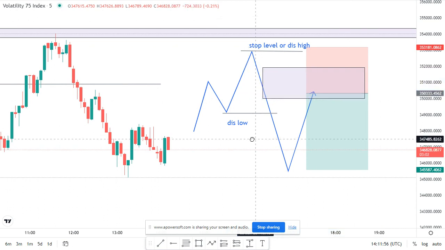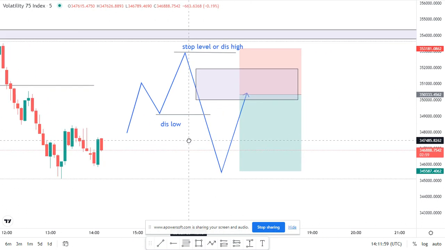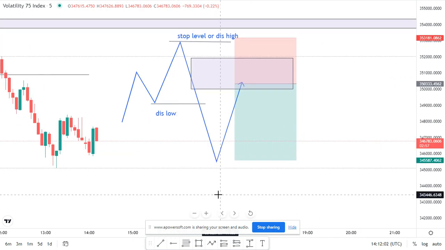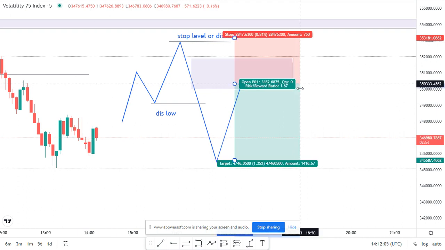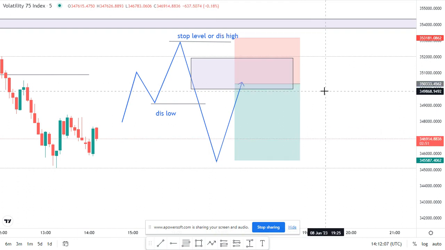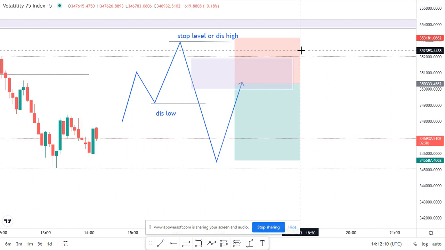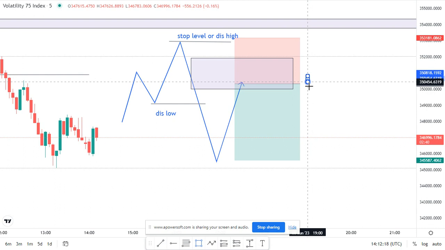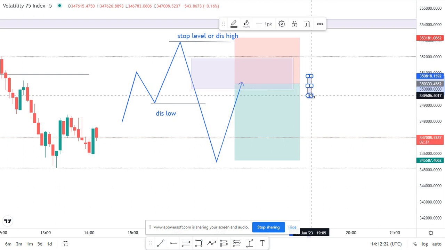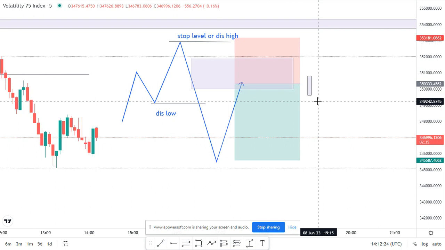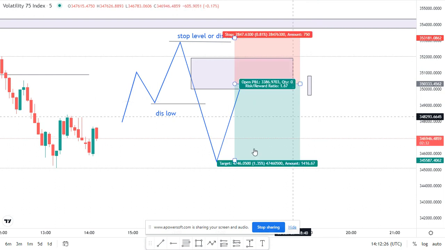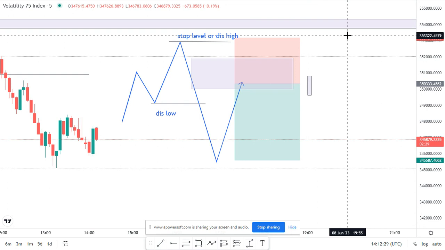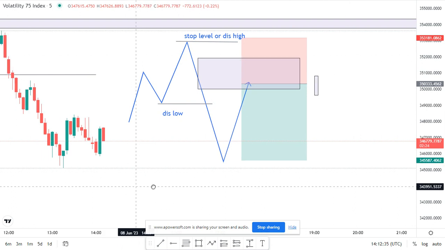Now, how to enter this market? Either you put a limit order here, or if you want to wait a little bit more, you wait for a candlestick rejection on this line, or a candlestick pattern. It could be an engulfing candlestick, a pin bar, or any candlestick pattern here. Then you take the trade. Stop loss is the same, above the displacement high, right?